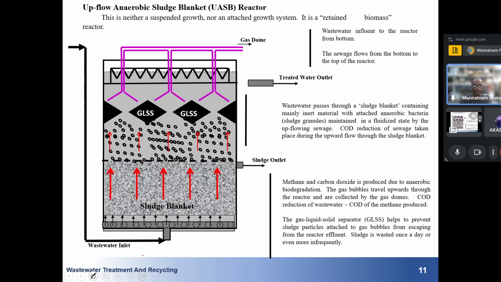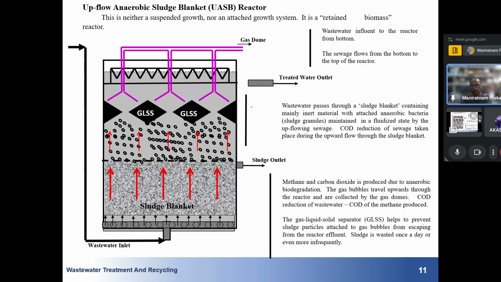And then we have one special arrangement. Remember, suppose a gas bubble has formed, and there is a high chance that sludge can get attached to it and go up. So for that we have a special separator, the gas-liquid-solid separator, GLSS, which helps to prevent sludge particles attached to the gas from escaping with the reactor effluent. Sludge is wasted once a day or even more frequently. Okay, so I hope this is clear to you.